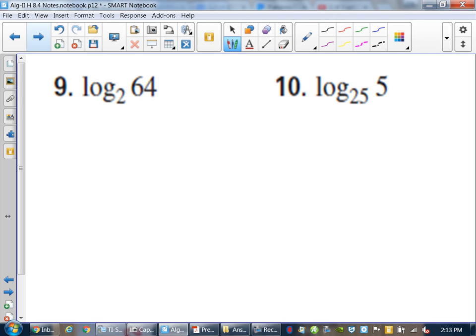So this is the log base 2 of 2 to the 6th. So your answer is 6, because the two bases are the same. The two bases are the same, they kind of undo one another, and it allows the exponent to drop.